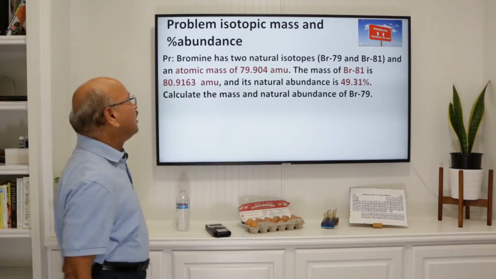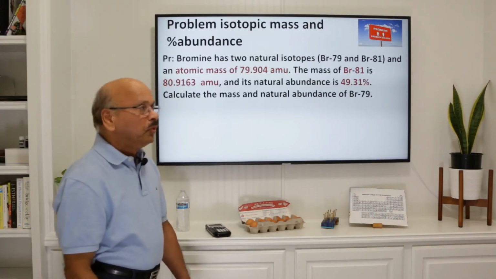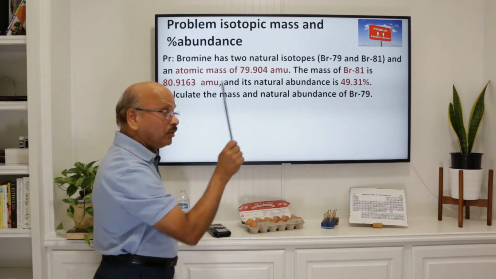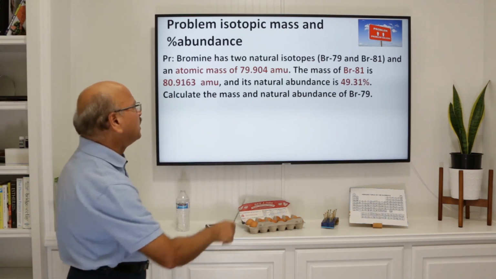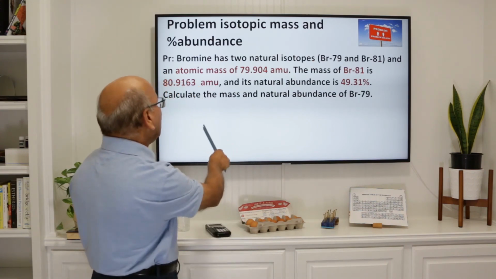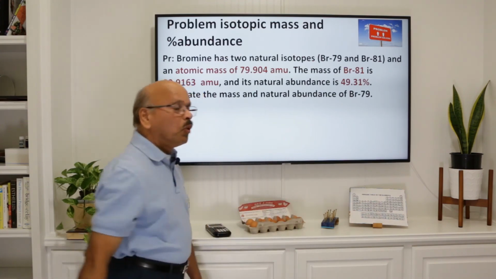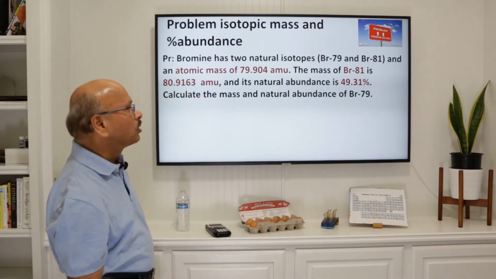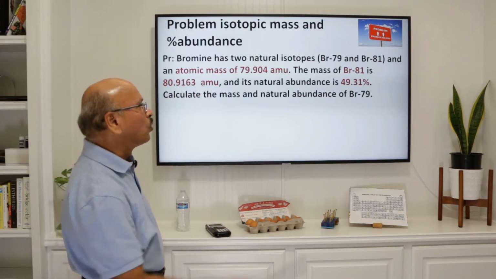So the question is this: bromine has 2 natural isotopes, bromine 79 and bromine 81, and the atomic mass, that's the average atomic mass, is 79.904 AMU. The mass of bromine 81, one of the isotopes, is 80.9163 AMU. That's isotopic mass, and its natural abundance is 49.31%. Calculate the mass, that is the isotopic mass, and the natural abundance of bromine 79, the next isotope. You have to find it out. So you have to find 2 things: the abundance as well as the isotopic mass for bromine 79.